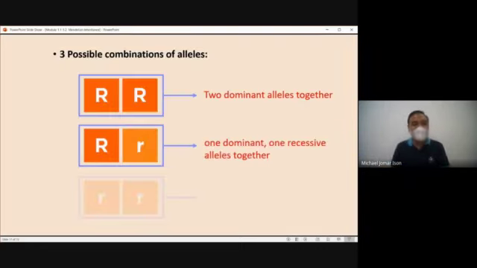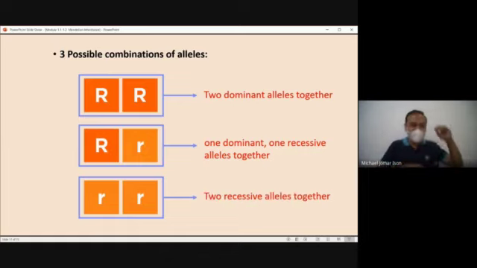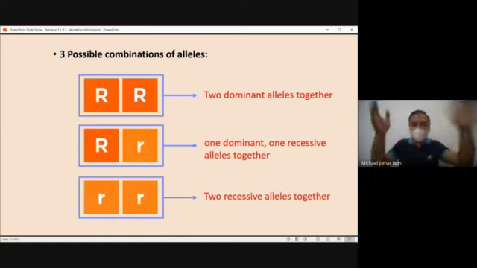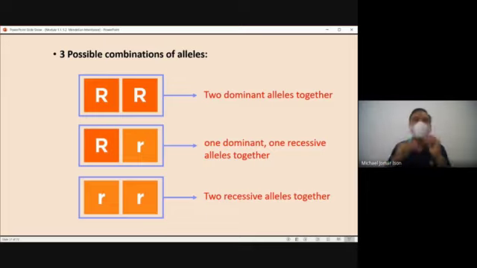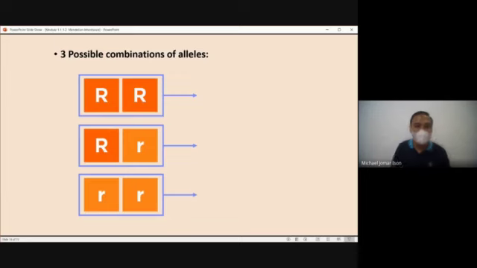Okay, going back here. So we have three possible combinations: the big R and big R, the big R and small r, and the small r and small r. Two dominant alleles together, one dominant and one recessive, and two recessive alleles together. So you will always be finding these kinds of combinations, especially in Mendelian inheritance. And later we'll be talking about monohybrid crosses, but we'll leave that for a while. So these are the symbols that you will always be meeting in genetics questions. You need to be very familiar with these symbols, which I am very sure you are already very familiar with.